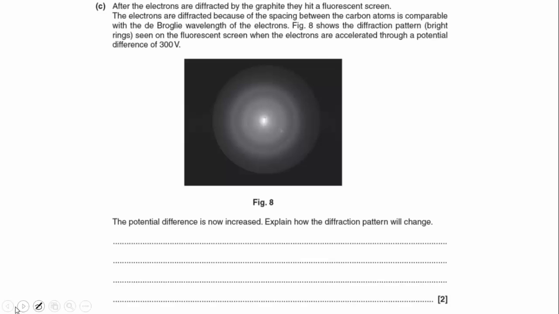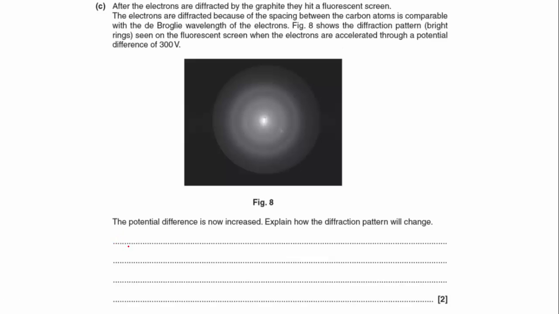And finally, part C. After the electrons are diffracted by the graphite, they hit a fluorescent screen. The electrons are diffracted because the spacing between the carbon atoms is comparable with the de Broglie wavelength of the electrons. Figure 8 shows the diffraction pattern, bright rings, seen on the fluorescent screen when the electrons are accelerated through a potential difference of 300 volts. The potential difference is now increased. Explain how the diffraction pattern will change.